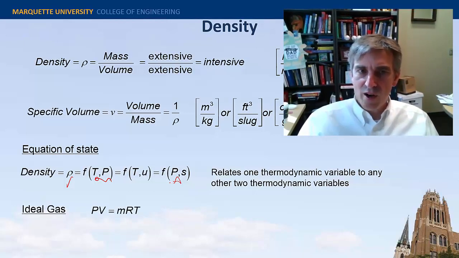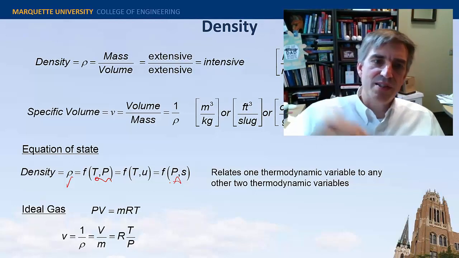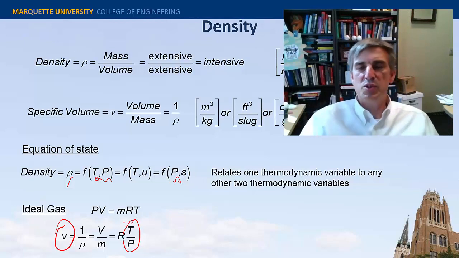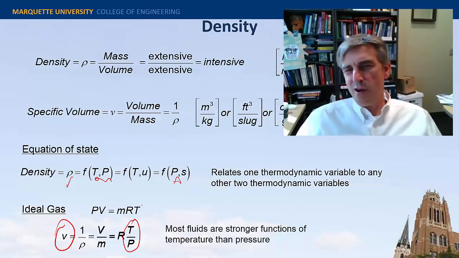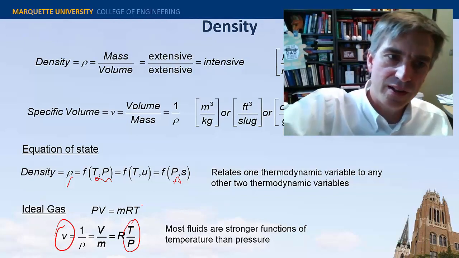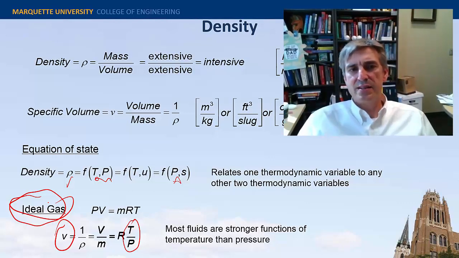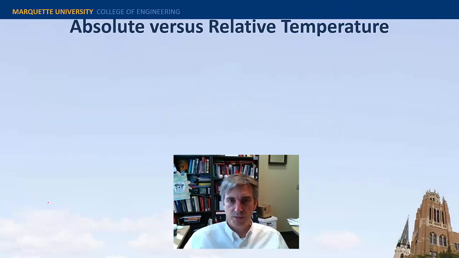And the classic example of this is the ideal gas. So PV equals mRT. I can rearrange this for the specific volume, and you can see that specific volume is then related to temperature over pressure, the ratio of temperature to pressure. So although this ideal gas is only good for ideal gases, it's true that most fluids are stronger functions of temperature than pressure.